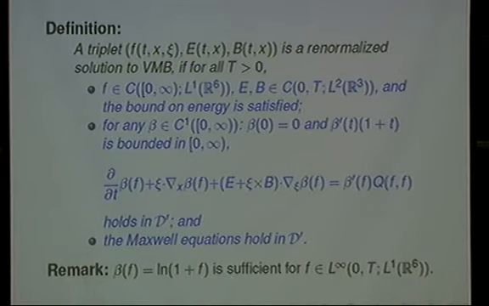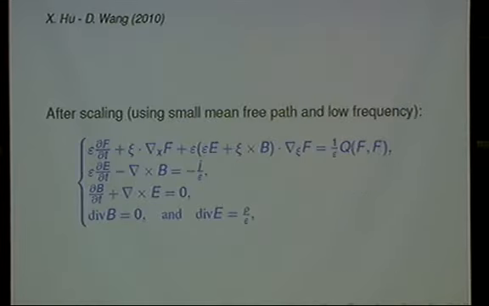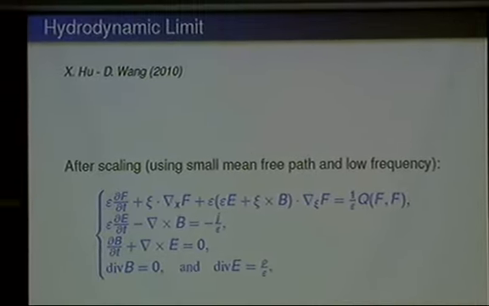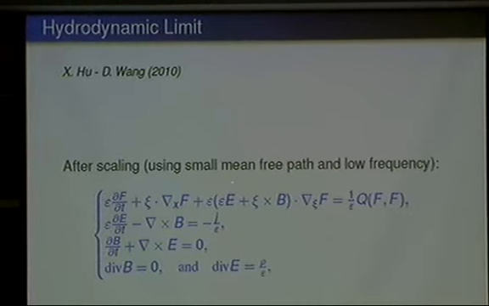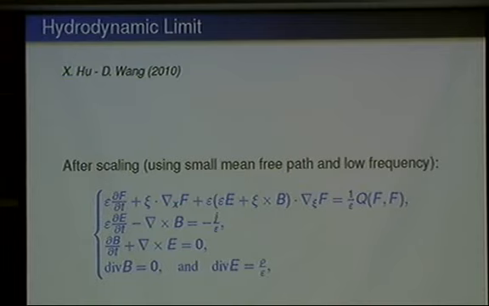So we start from this renormalized solution. We look at the hydrodynamic limit. Again, we look at the hydrodynamic limit. Of course, here you need to do two scalings. One is the small mean free path, and then the other is the loop frequency. I didn't write that because I don't really have time to write the details here. In any case, after scaling, you have those epsilon here. You want to take epsilon go to 0 and try to get the hydrodynamic limit.